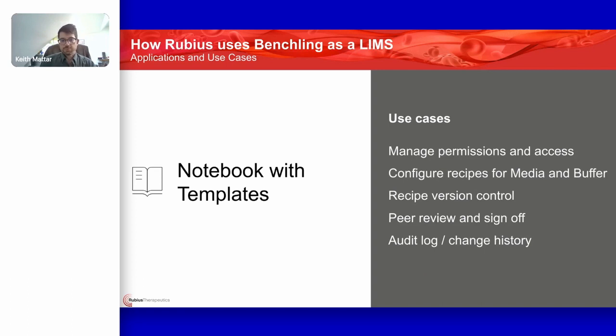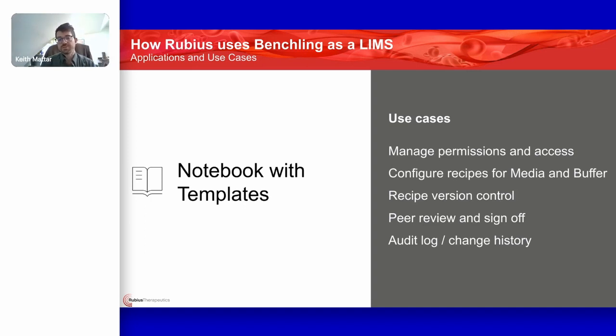So next I'll step through some of our use cases for each of the different applications. So we'll start with the notebook and templates. So first of all, we make sure to configure all of the permissions and access policies so that each department only has access to exactly which notebook templates and which folders are relevant to them. This streamlines the user experience a bit so that people don't get overwhelmed by seeing all kinds of stuff that is only relevant to other departments.